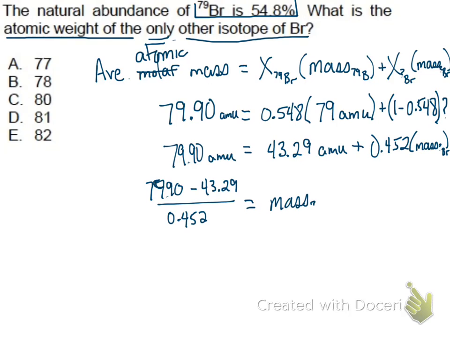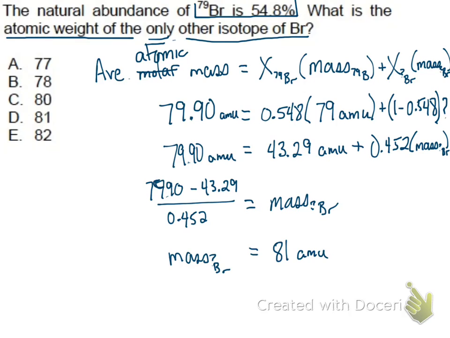The mass of the other isotope of bromine? So, let's go ahead and solve that. The mass of the bromine isotope is going to be equal to 81 atomic mass units. Alright, so now we have an answer at 81 atomic mass units. We see that corresponds to answer D.